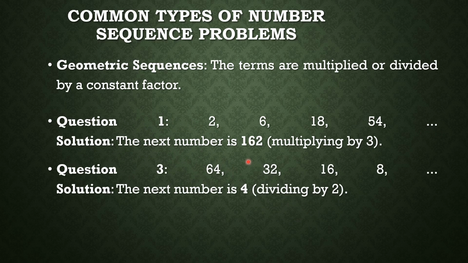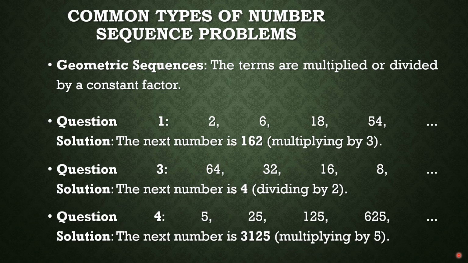If we see the next example, these numbers are divided by 2. So 64 divided by 2 is 32. 32 divided by 2 is 16. 16 divided by 2 is 8, and 8 divided by 2 would be 4 at the final position. In example 3, we can see these numbers are multiplied by 5. So the last answer would be 625 multiplied by 5, which is nothing but 3125.